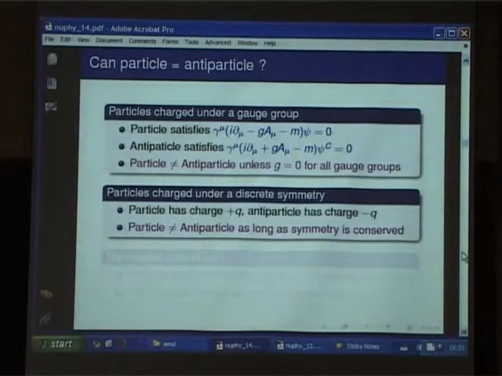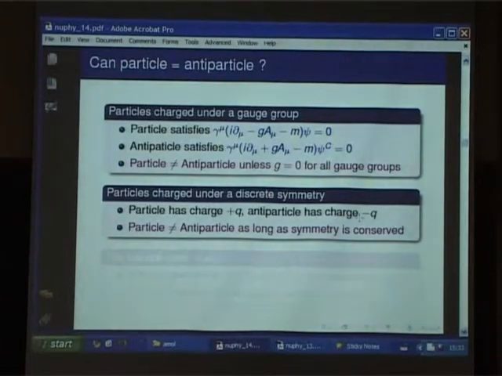So the particle must therefore not have parity. So as long as the symmetry is conserved, you cannot have this kind of particle. If the symmetry is broken, then yes. If someone tests that the parity symmetry is broken, then it is possible to have a particle with both.